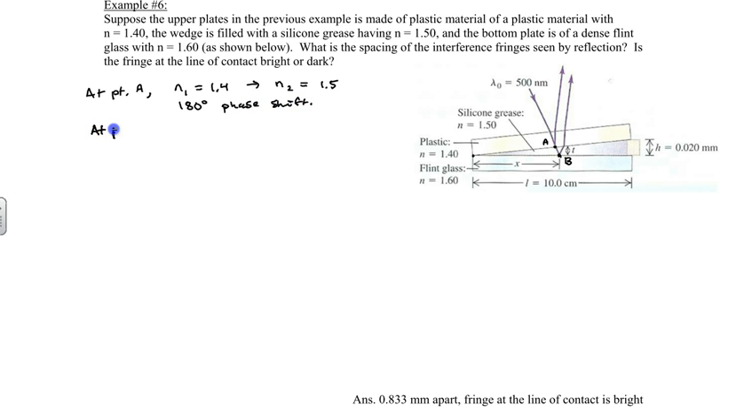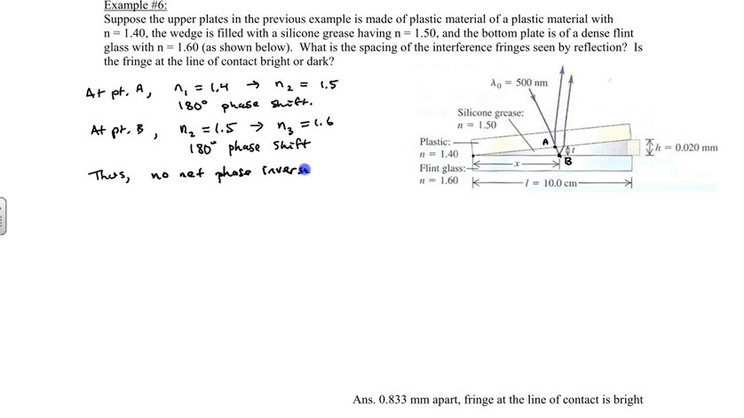Then, if you look at point B, or at the reflection that is occurring at the lower surface here, we're going from N2, which is 1.5, to now flint glass, which is an index of refraction of 1.6. And so once again, you're going from less dense to more dense, and there is a 180-degree phase shift. Therefore, thus, we have no net phase inversion. There is no net phase inversion or difference between them.